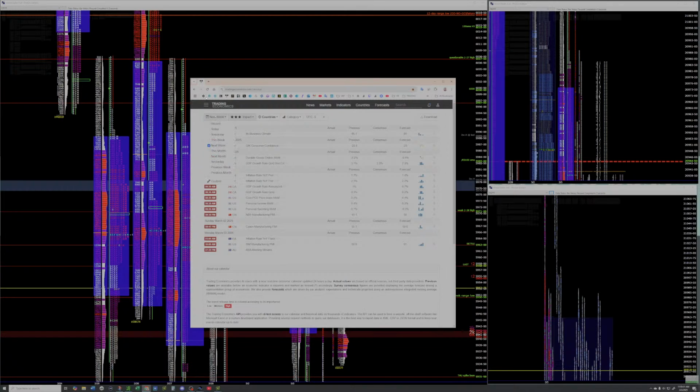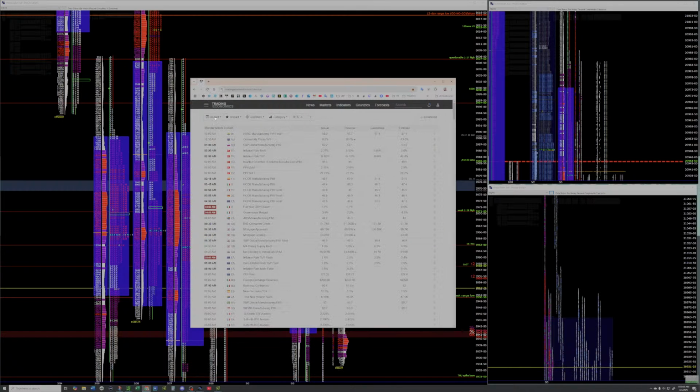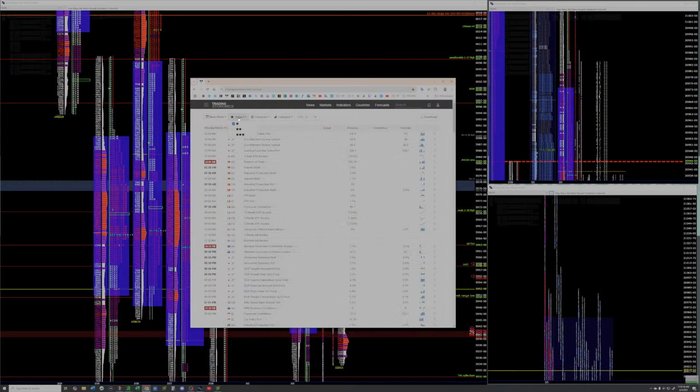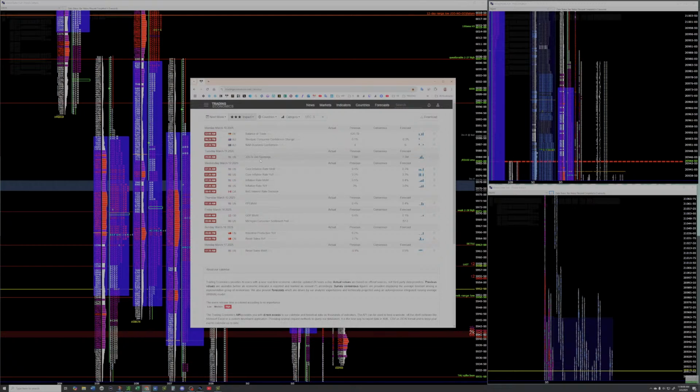What's next week? JOLTS. Oh, CPI next week, next Wednesday. Not this week, but the next one. Again, that was fast. Oh, and GDP too. Retail the week after that.